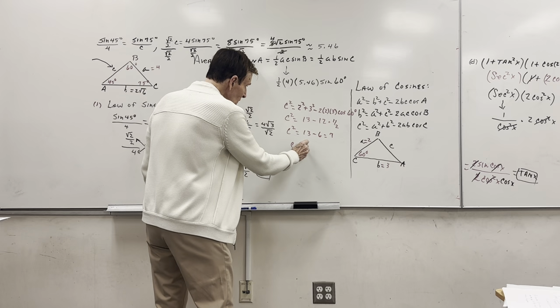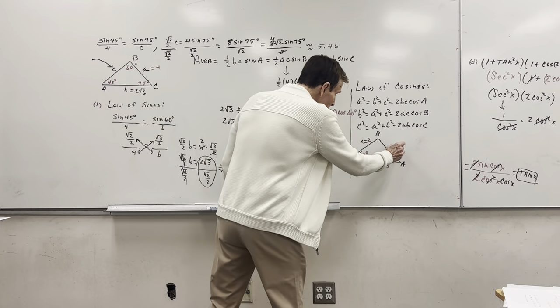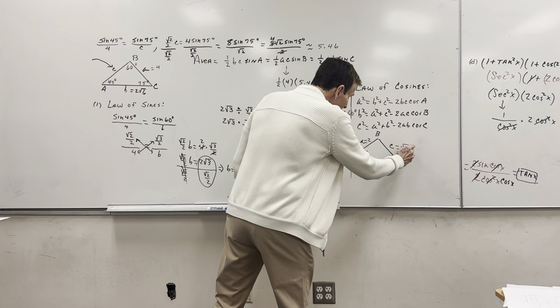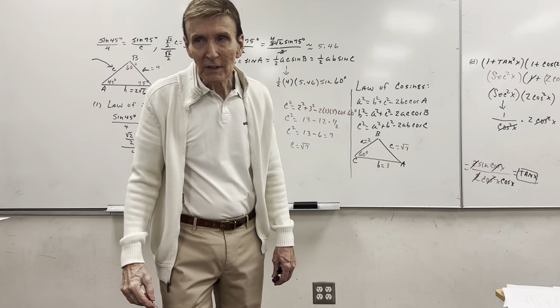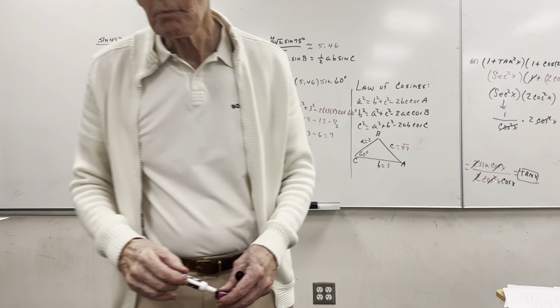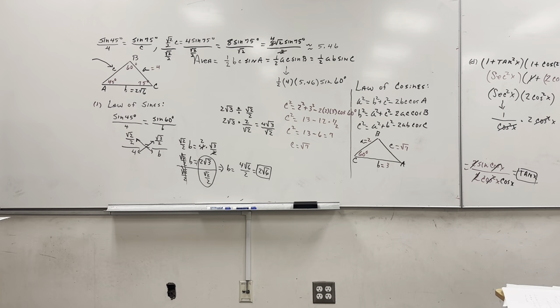Oh, wow. There's the length of C. This is radical 7. Done. Just plugging numbers into the law of cosines. Now, I'm not going to completely finish it up, but I will.